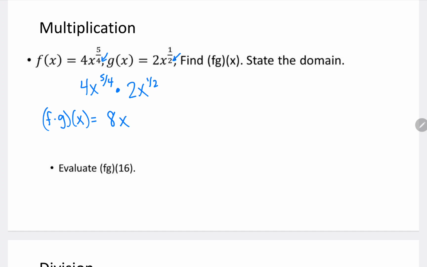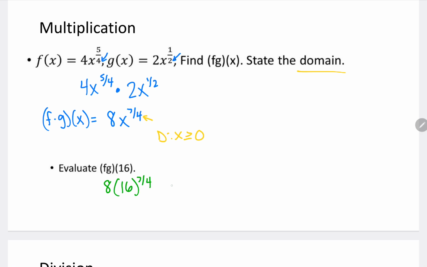We're going to add the exponents on the two x's. So 5/4 plus 1/2 becomes 7/4. And then the domain is limited because we have even roots in both f, g, and f times g. There are even roots, so x needs to be greater than or equal to 0. And then we're going to plug in 16 for x.